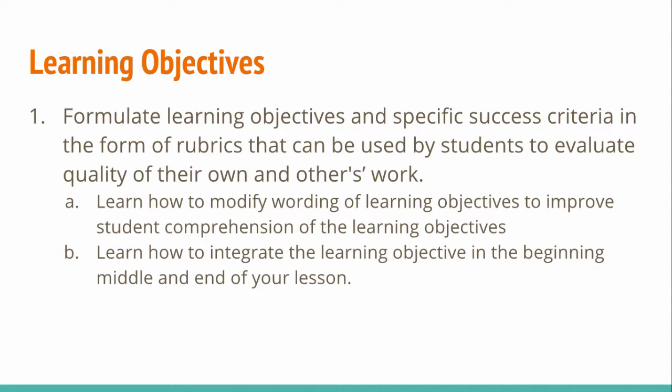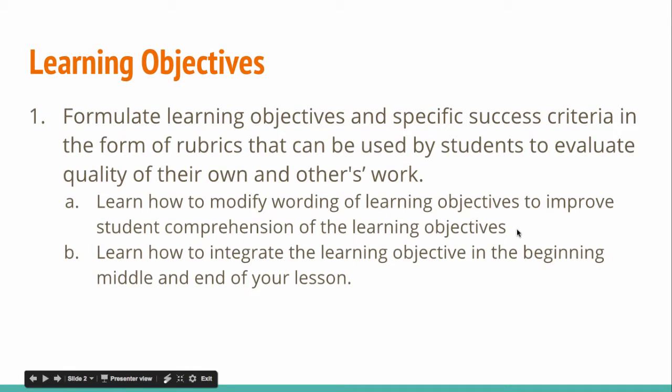Our objective over the next several weeks is going to be focusing on formulating learning objectives and specific success criteria in the form of rubrics that can be used by students to evaluate the quality of their own and others' work. So you see that students are beginning to take ownership of their own work and using those learning objectives themselves to evaluate their own work. Now in this lesson, we're not going to talk about rubrics yet. I wanted to focus just on learning objectives first so that we make sure we have quality learning objectives for our students and then move into rubrics. A lot of the things that we talk about also apply for rubrics, but right now we're just going to apply it for learning objectives.